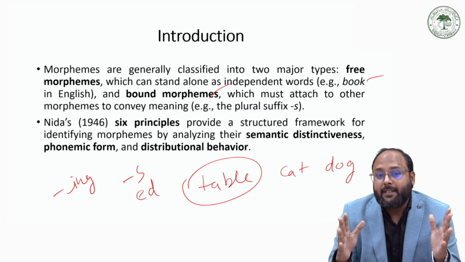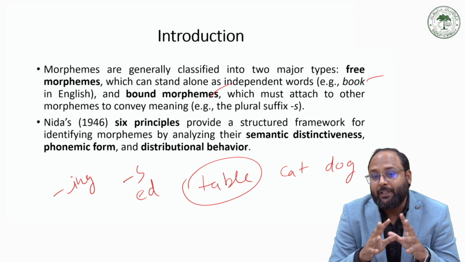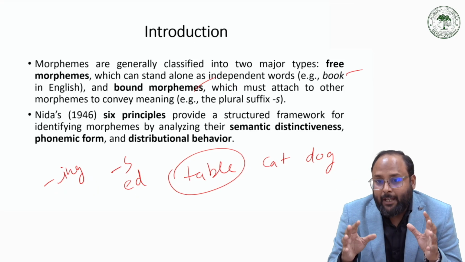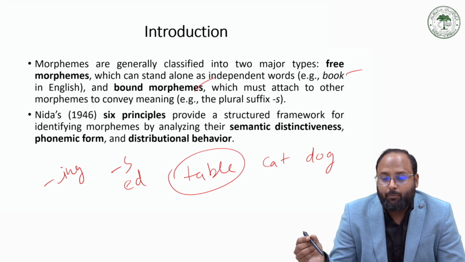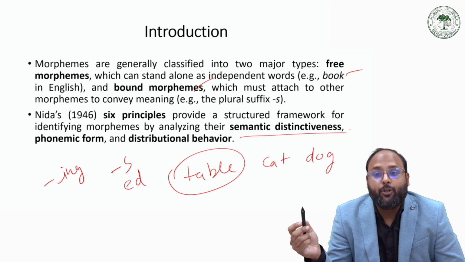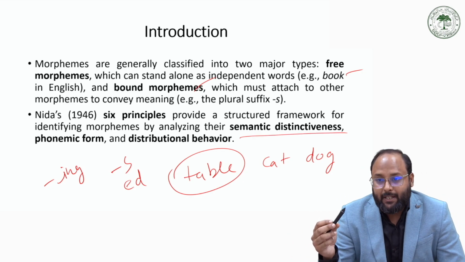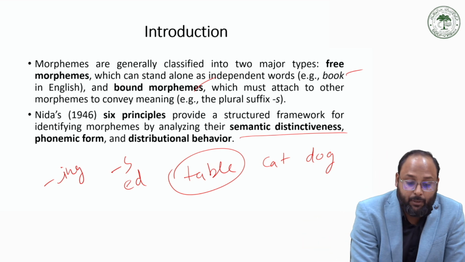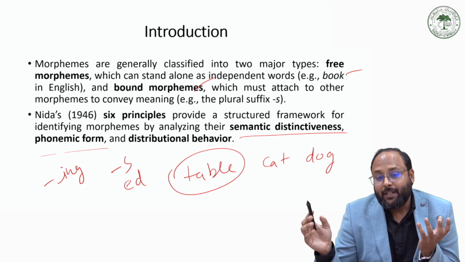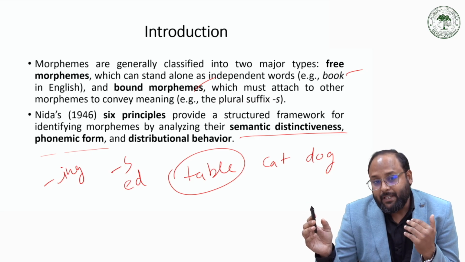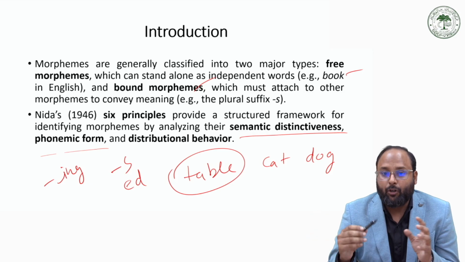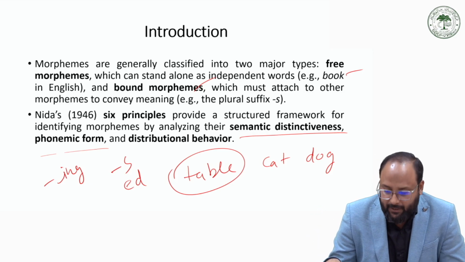Nida describes six principles for the identification of morphemes in languages. These principles are mostly based on semantic distinctiveness, meaning there is some uniqueness of meaning across the occurrences of the same morpheme. And there is the phonemic form. Sometimes we have the same phonemic form and sometimes there is variation in the phonemic form. That is called the distributional behavior of the phonemic form, whether phonologically conditioned or grammatically conditioned.